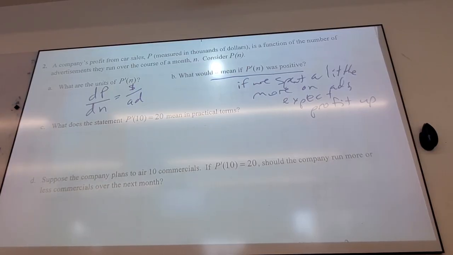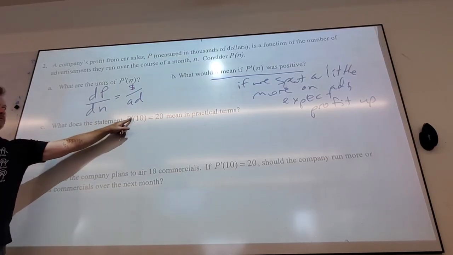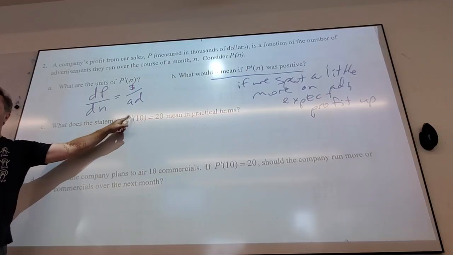Be very specific. What does 10 mean? 10 ads in a month, right? Okay, because from the very beginning I told you that was the number of ads per month. So now we're going to get a little more technical. So what does that mean then? I am currently running 10 ads a month. And if I'm doing that, what does this whole statement mean? What does that prime mean?